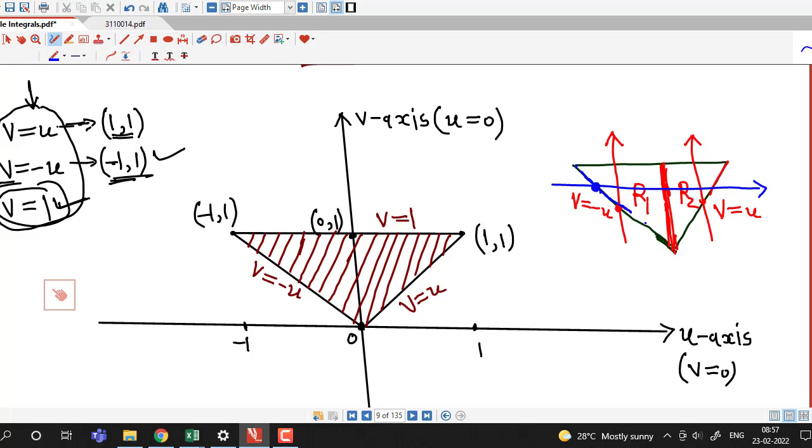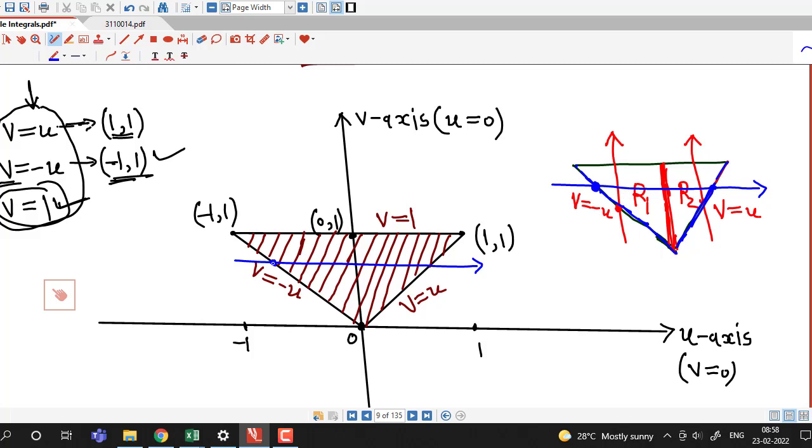If we sketch a horizontal line anywhere here, it will enter on the line v equal to minus u, and it will leave on the same line v equal to u. So it is better to consider a horizontal line to integrate in the UV plane. So we will consider the horizontal line passing through the region of integration.